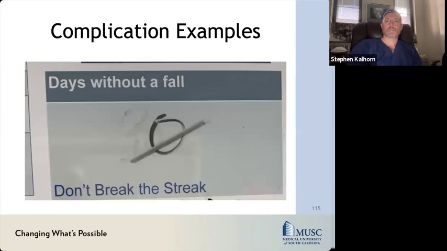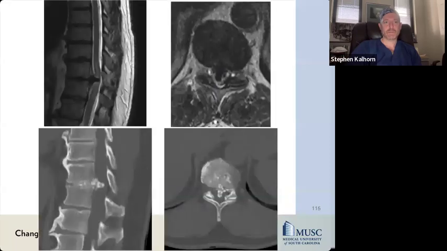Of course, there are problems. And so this is where we get into the complications. This is one of those days without a fall signs. They clearly just erased whatever it was, 20, and then wrote 0. And so that's a bad day for the nurses. No one wants to see that.